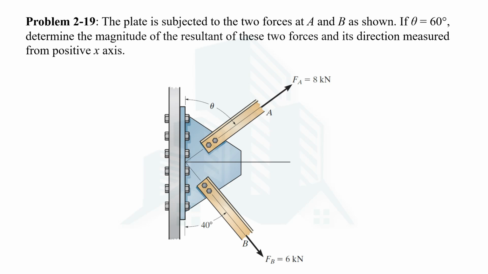Welcome everyone to another video where we are going to solve problem number 19 from the second chapter, Force Vectors, in the book of Engineering Mechanics, Statics, written by R.C. Hibbeler. So in this video we have been asked to determine the resultant of these two forces, the forces Fa and Fb, which are acting on the plate as shown in this figure.